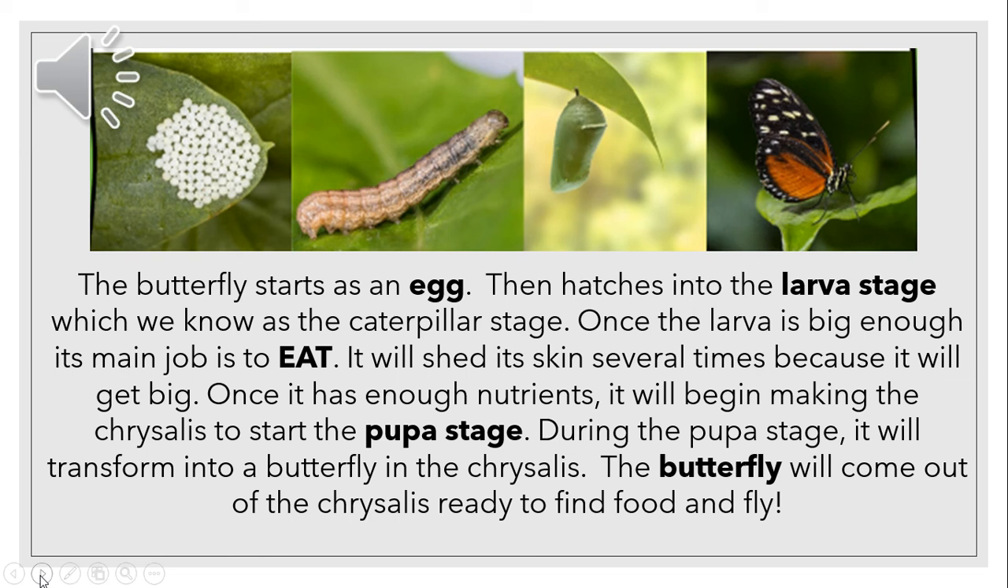When the caterpillar knows that it's had enough nutrients and it's nice, big, and strong, it will start making a chrysalis to start the pupa stage. That chrysalis is, remember, that hard shell that it forms so that it can start having that physical change called metamorphosis. During the pupa stage, it will transform into a butterfly. The butterfly will finally come out of the chrysalis ready to find food and fly.